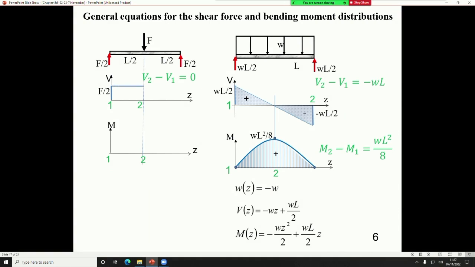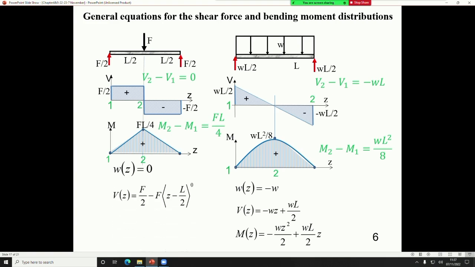So we have the shear force diagram. We have the bending moment diagram. So writing the general equations, what is W of Z equal to? We have no W, there's no distributed load. So the next integral gives us the shear force diagram. But here, the shear force F does not exist until Z is equal to L over 2. So we need to use a step function.